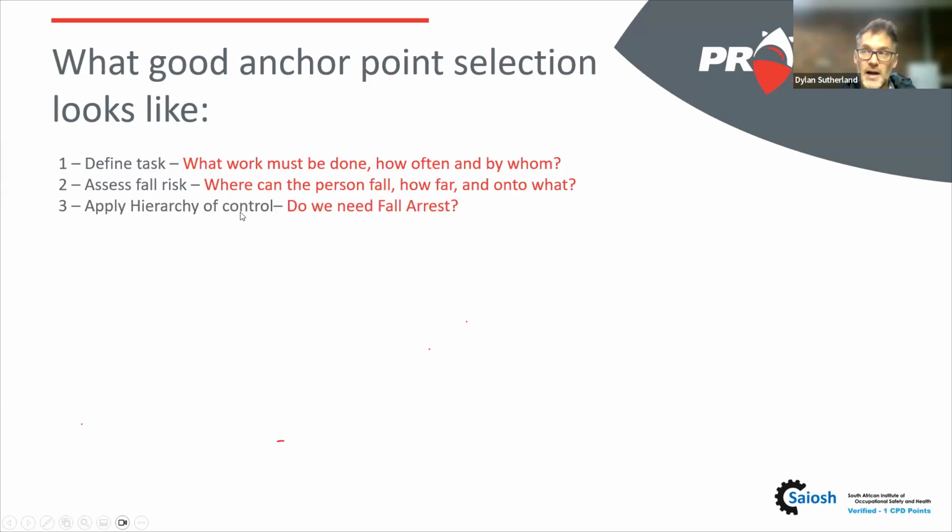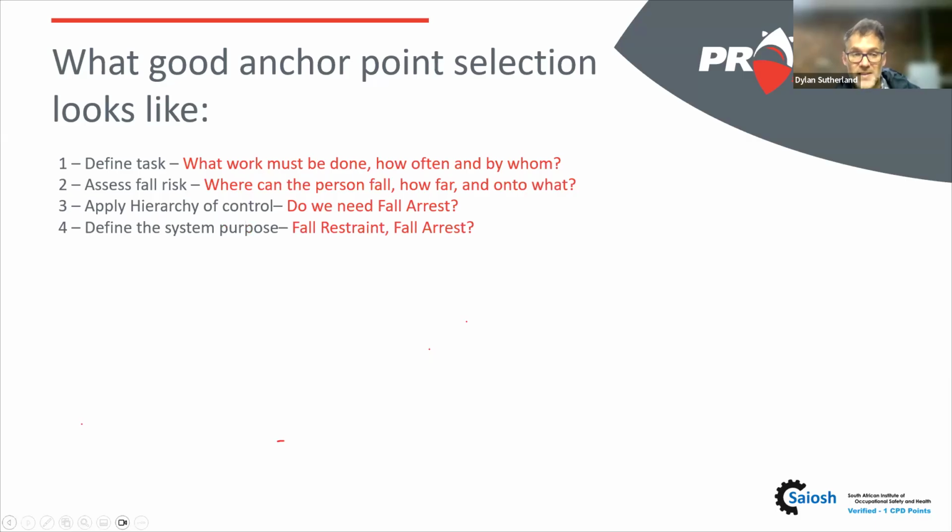We then need to apply the hierarchy of control. Can we ultimately eliminate it? Is there a way that, understanding these two points, we can eliminate the need for fall arrest? Starting with, can we eliminate the need to actually get to height? Can we then engineer it away? Can we create a restraint system that doesn't allow the person to be exposed to a fall? Or worst case scenario, fall arrest.